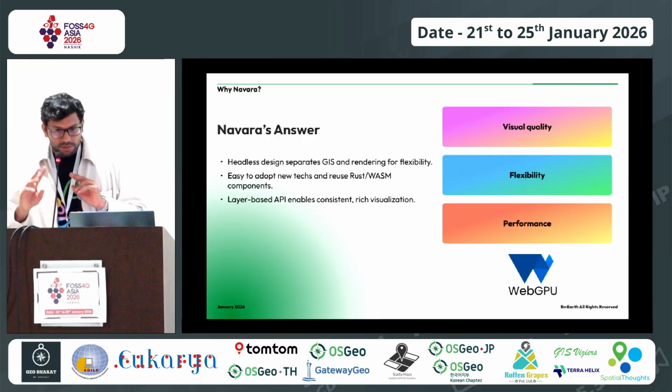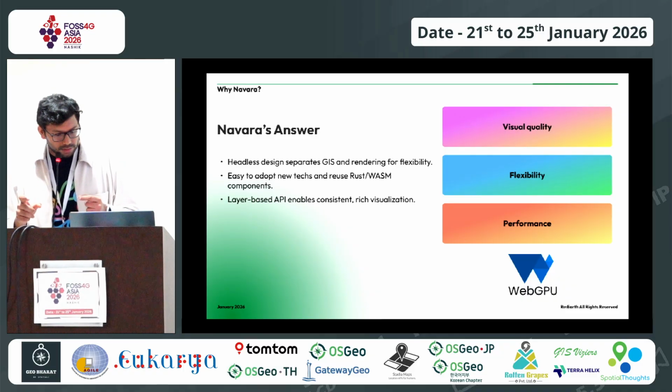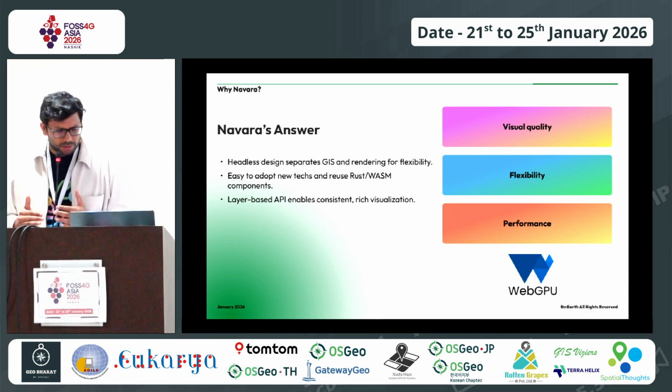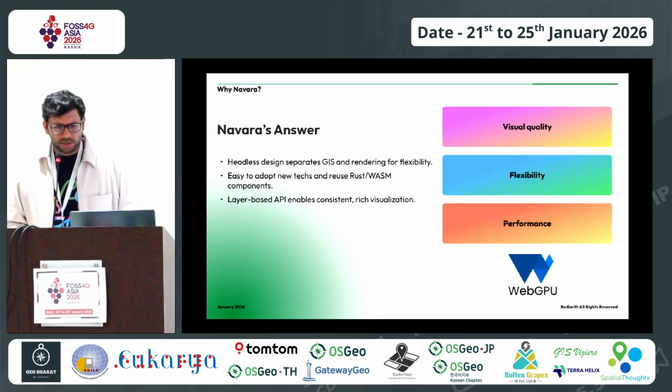The answer to all of these three problems is what we're trying to address with each component. For the visual quality part, we're trying to be early adopters of Rust and WebAssembly, and also trying to rethink how map engines have been built so far. We're trying to get a lot of inspiration from game engines and how they have been designed and how they do visual quality and visual data processing.